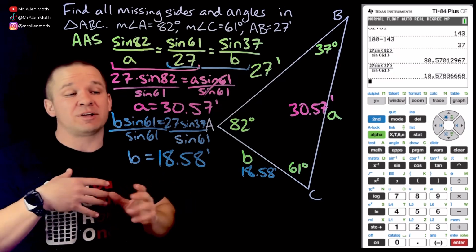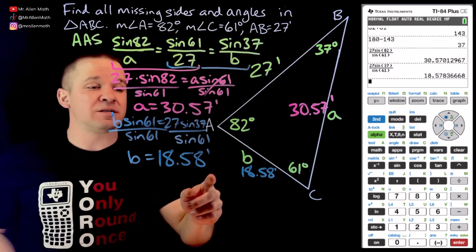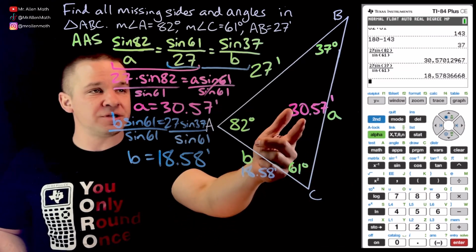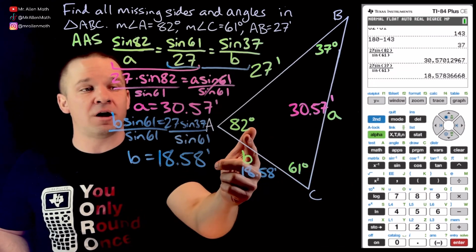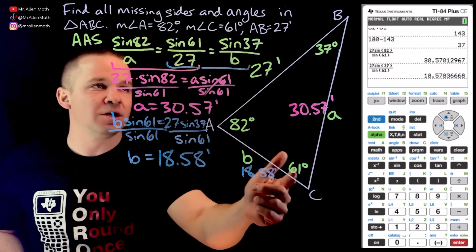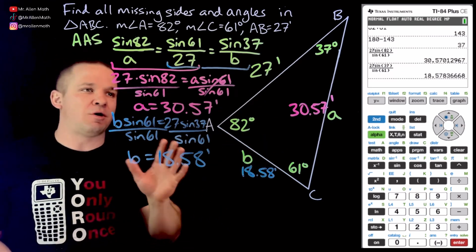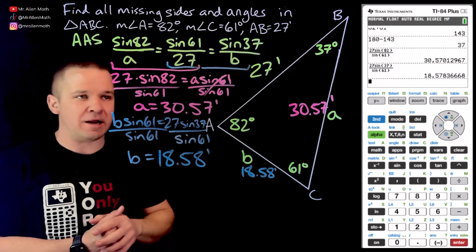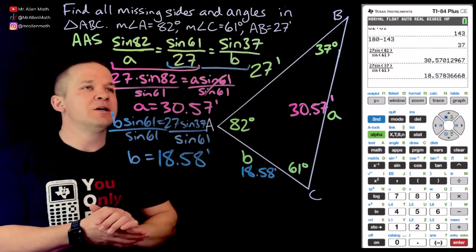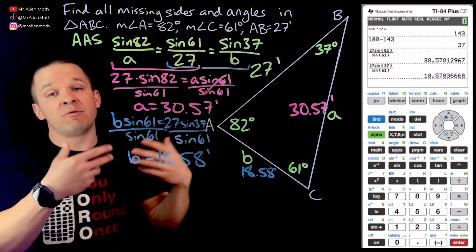Last thing I like to do with these problems is a quick check to make sure things make sense. Meaning, is my smallest side across from my smallest angle? Yes. Is my largest side of 30.57 across from the largest angle? Yes. Is the middle-size side across from the middle-measure angle? Yes, it is. So all that checks out. That doesn't guarantee that you're right, but it does make sure that something weird didn't happen, right? So I always like to do a little check like that before I move on to the next one.